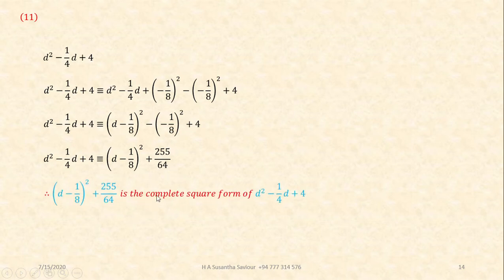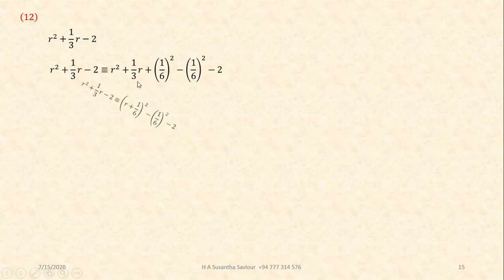I have written it in each and every one in this manner. I think by this time it is quite clear for you what's happening here. Again I will take another example. Here also there's a fraction here, r squared plus 1 over 3r minus 2. Half of this is 1 over 6. You square it and then subtract.